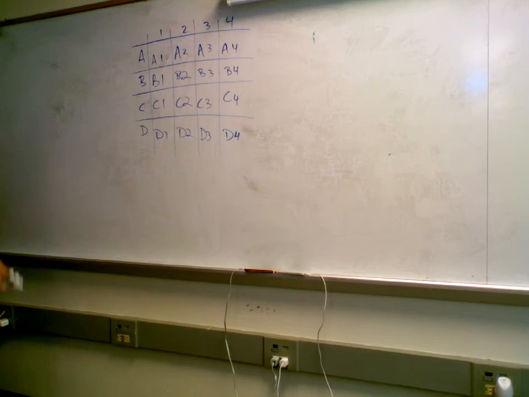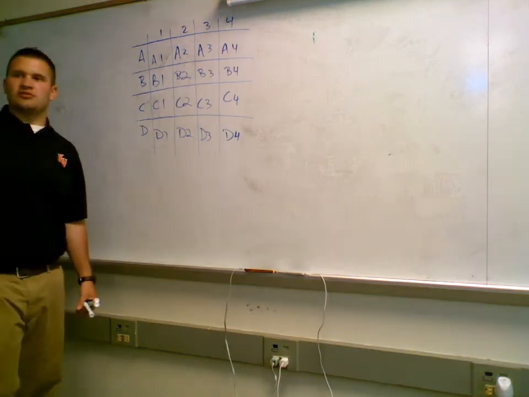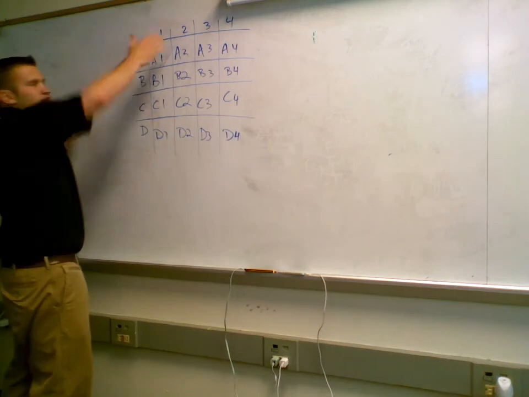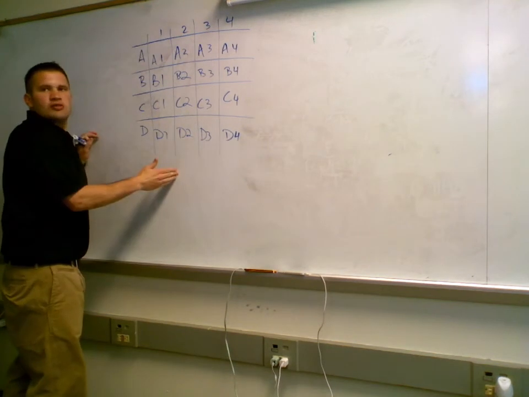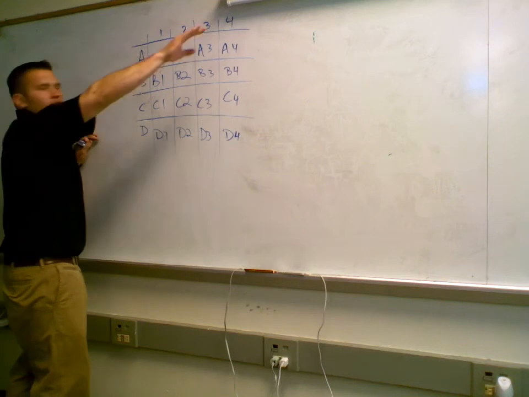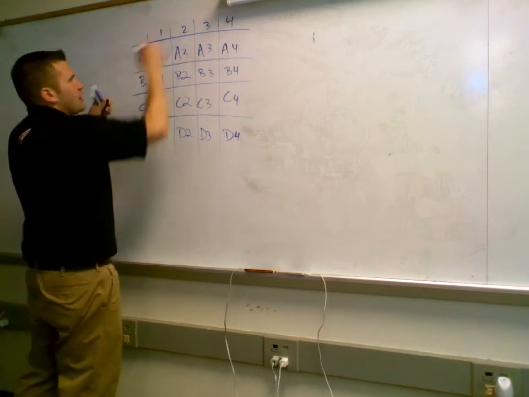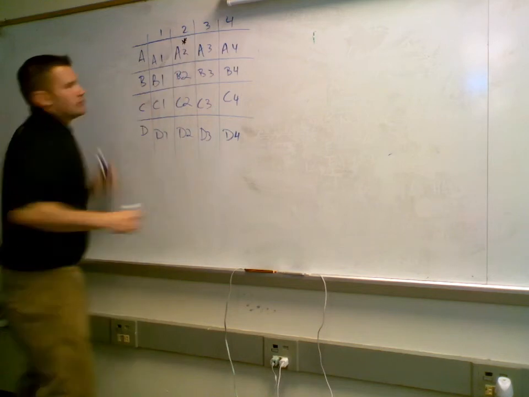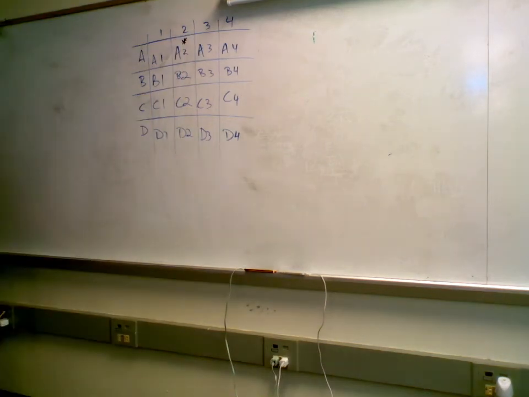But we can only count the both one how many times? Once. Okay, so if I look at the 2's, there's 4, right? If I look at the A's, there's 4. But this box right here is special. Why is that one special? It has both of them.